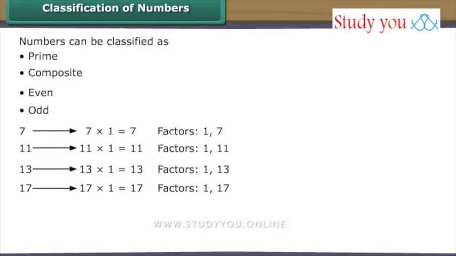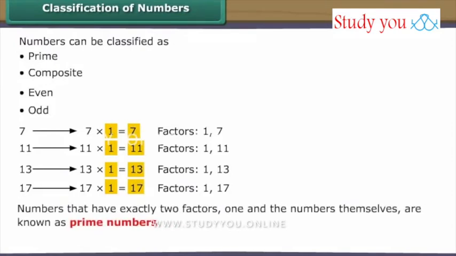Classification of numbers. Numbers can be classified as prime, composite, even and odd. Let us look at them one by one. Consider the number 7. Let us list out its factors. Let us look at some more numbers and their factors. What is common among these numbers? All these numbers have only two factors, 1 and the numbers themselves. Numbers that have exactly two factors, 1 and the numbers themselves, are known as prime numbers.